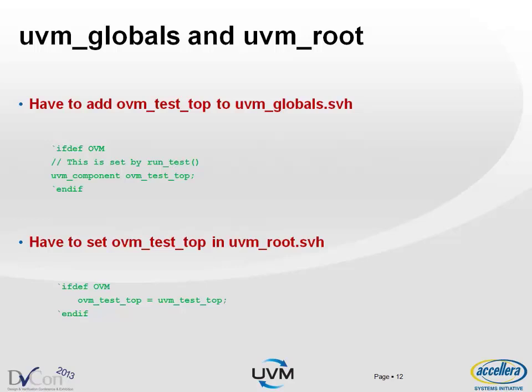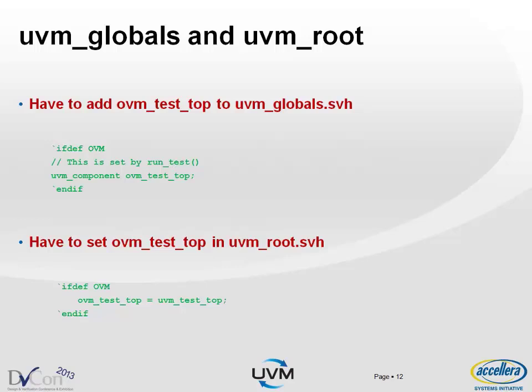And of course, one thing which is required, I'm sure you're going to see in a lot of OVM code, everybody uses it, not only our usage model, is of course the OVM test stop. So we had to add the OVM test stop to UVM globals. We just define OVM test stop to be of UVM component, and then in the UVM globals, of course, we assign it back in the UVM root to UVM test stop.